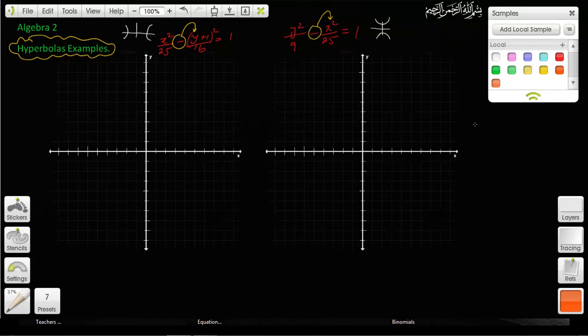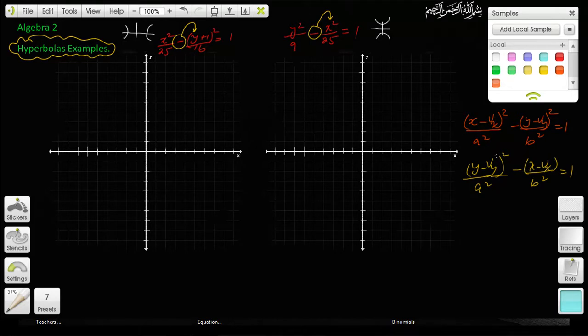If you recall, the general equation for a hyperbola was this: the quantity x minus vx squared, over a squared, minus y minus vy squared over b squared, is equal to 1. And then y minus vy squared over a squared minus x minus vx squared over b squared equals 1. And typically this is how it's written.